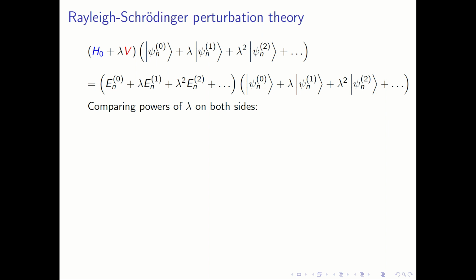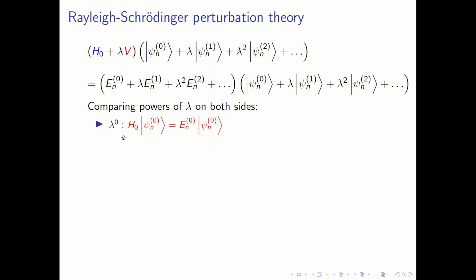Say the term which is completely independent of lambda, that is the term which has the power lambda to the power 0, on the left is simply H0 acting on psi 0, right? Every other term on the left hand side has at least one lambda power. What about on the right? On the right, the lambda independent term will be En 0 times the ket psi 0. So this is the equation we get by comparing lambda to the 0 on both sides.